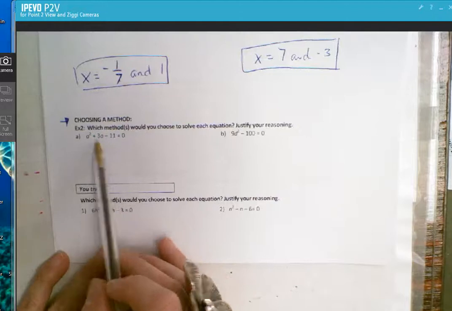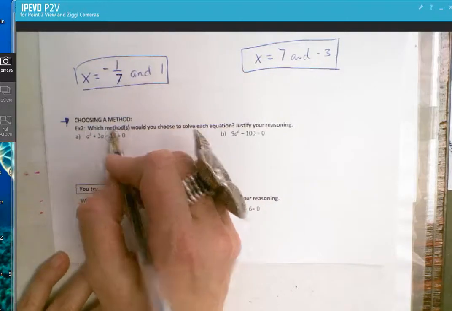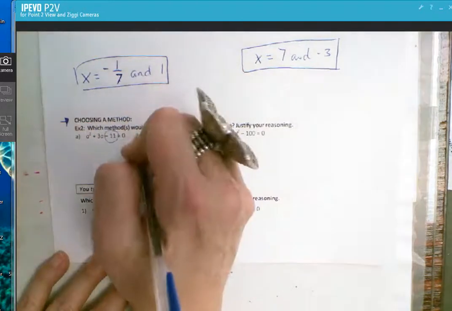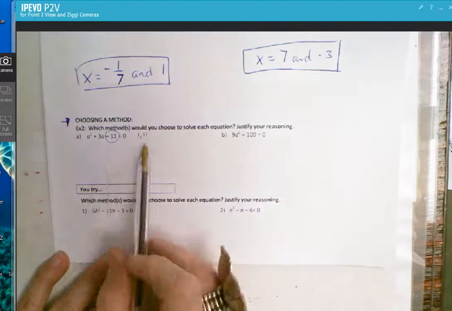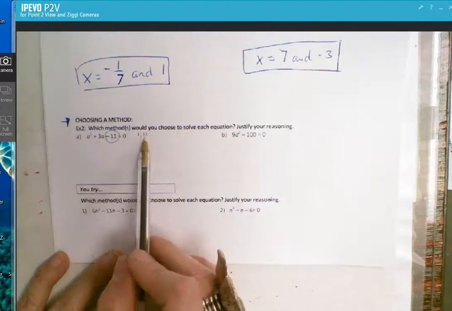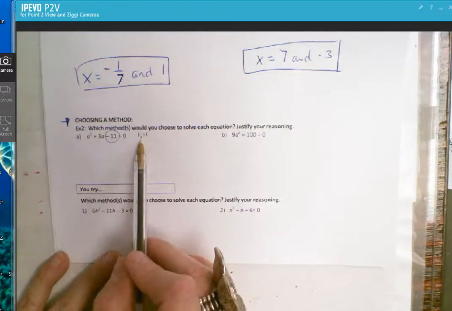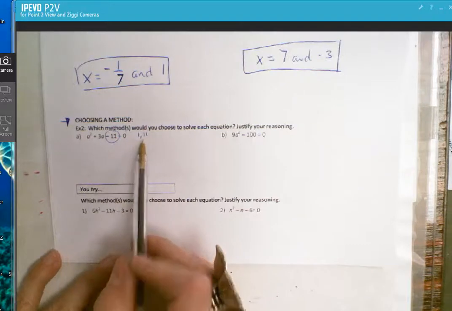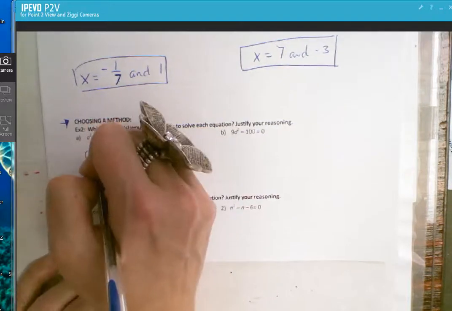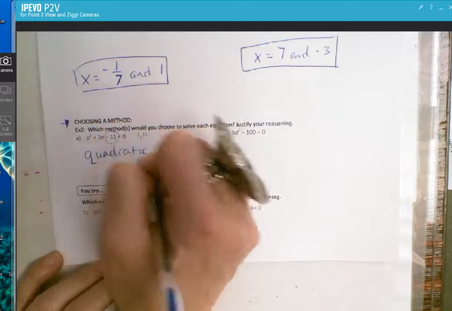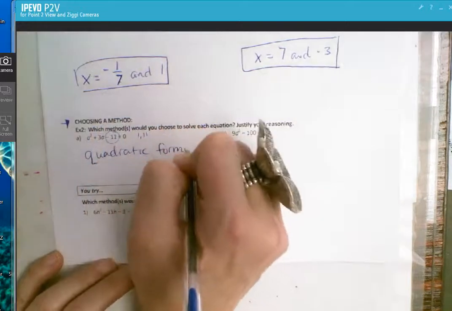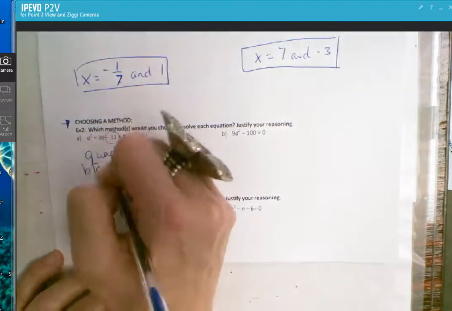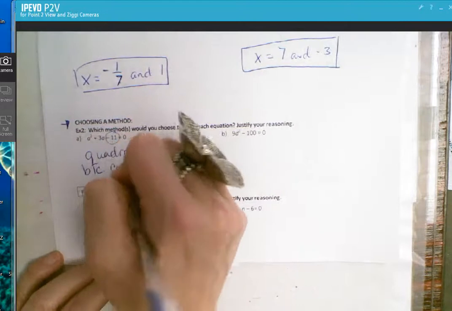I would need the factors of 11. It's prime, so the only factors are 11 and 1, that get me to 3. Well, if I subtract them, I get 10. If I add them, I get 12. So I can't factor. Since I cannot factor, I need to use the quadratic formula, because I can't factor.